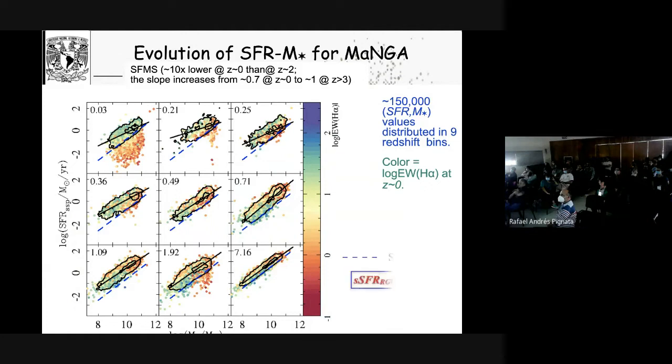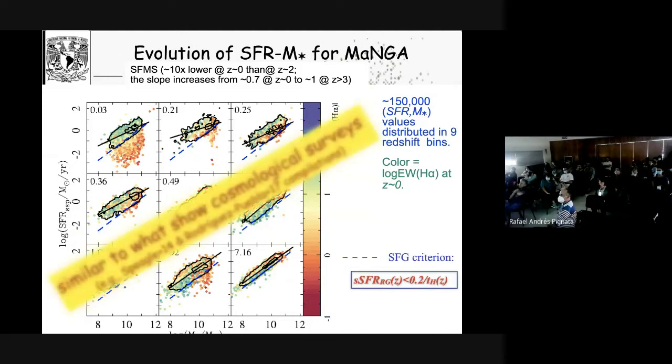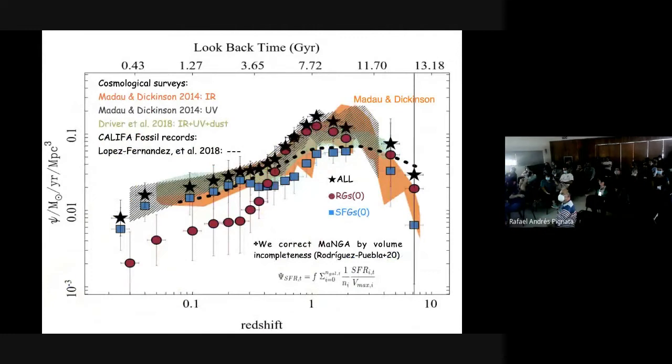And when we correct by the volume of the MaNGA galaxies, we can reconstruct, in my last slide, the cosmic star formation history. The shaded areas are, for example, the Madau and Dickinson inference from cosmological surveys in the infrared or in the ultraviolet. Here, the black stars are how we reconstructed the cosmic star formation history from MaNGA galaxies after taking into account the volume incompleteness. Aldo worked on that, to make the MaNGA volume complete.